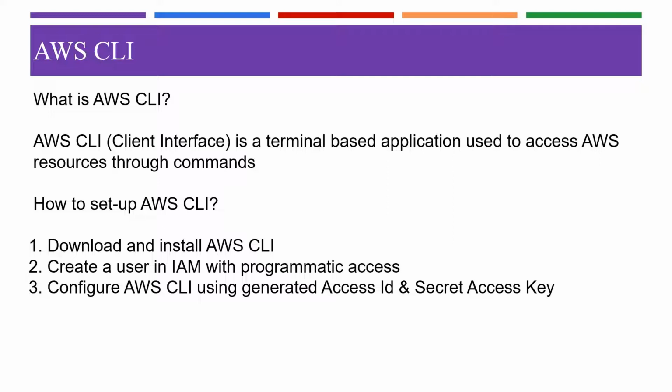And the setup is really simple. So it just involves three steps. First step is to download and install the CLI, then create a user in IAM with programmatic access, and then configure the AWS CLI with the credentials generated for the user.